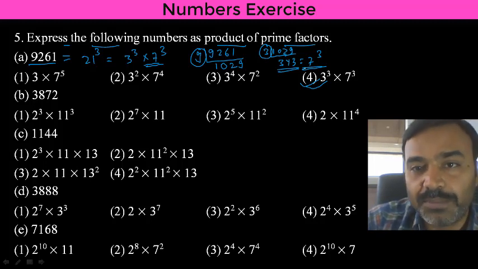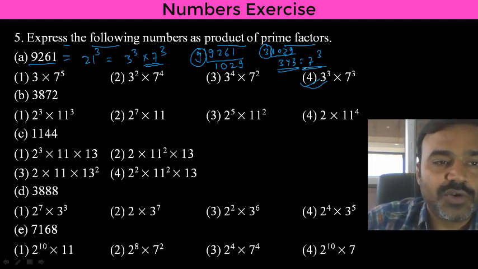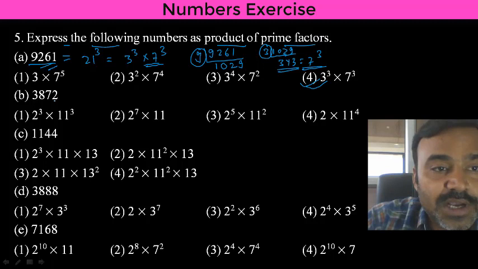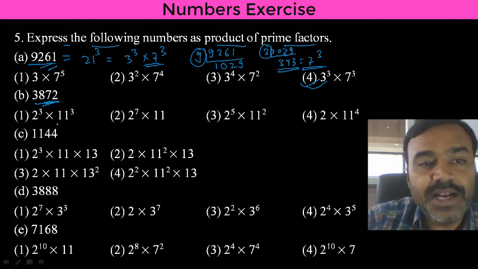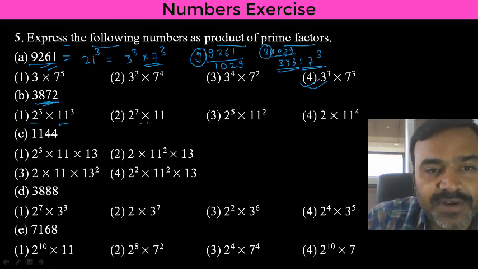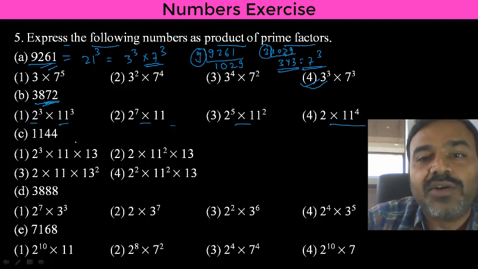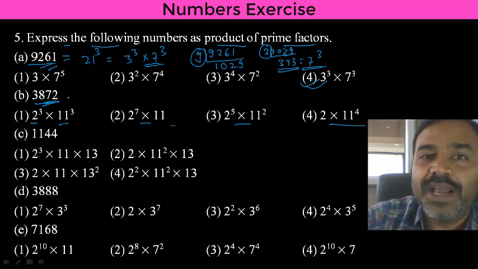But it's better if you remember the tables or squares or cubes, at least as much as possible. For example, the second one, it says 3872. Now here it is not directly visible, right? But look at the options. 2 and 11 are there in all the options. So clearly it has to be divisible by 11.